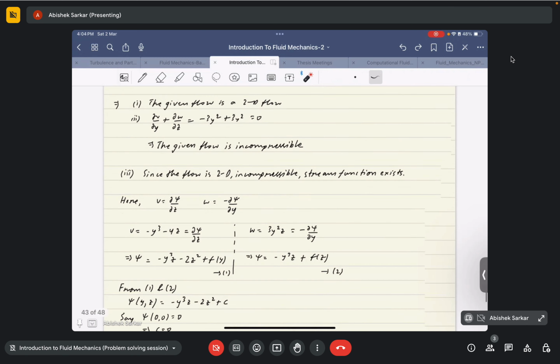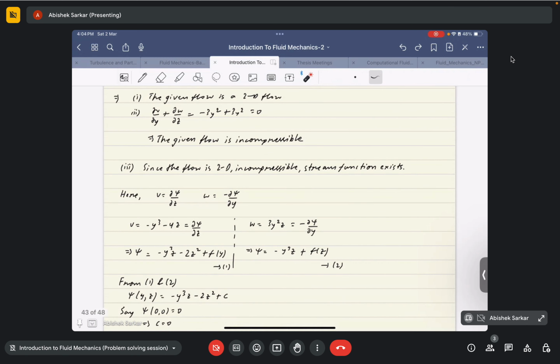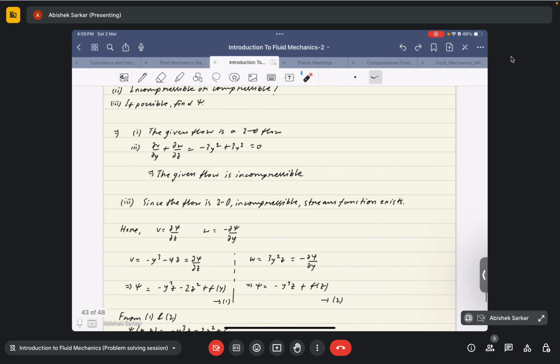Again, since the stream functions are defined, we can write v is equal to ∂psi/∂z, and w is equal to minus ∂psi/∂y. There is no restriction in putting the minus sign. You can in fact even write v is equal to minus ∂psi/∂z, and w is equal to ∂psi/∂y. But you need to keep a minus sign in one of the velocity components so that the continuity equation is satisfied.